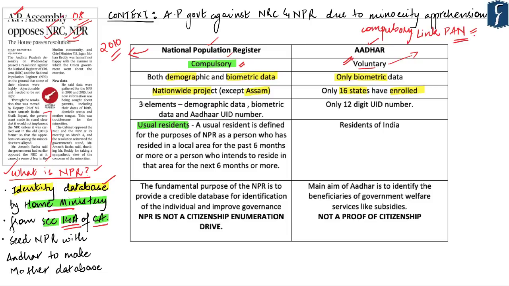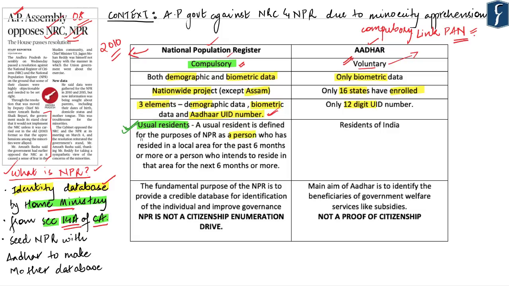Now your NPR basically consists of 3 elements. As I stated earlier, it includes your demographic data, it includes your biometric information, and it also includes your Aadhar UID number. On the other hand, Aadhar only consists of that 12-digit UID number which you get. Now the next difference is that NPR is a register or an identity database of the usual residents of the country. Now, usual resident is defined for the purpose of NPR.